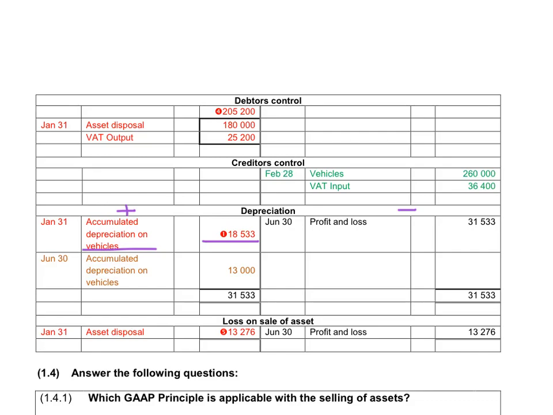My debtors control account is an asset that will increase on the debit side and decrease on the credit side. So I will increase my debtor with the total amount including the VAT. The 180,000 excluding the VAT will go to the asset disposal account. The 25,200 that we collected as VAT on behalf of SARS will be transferred to the VAT output account.